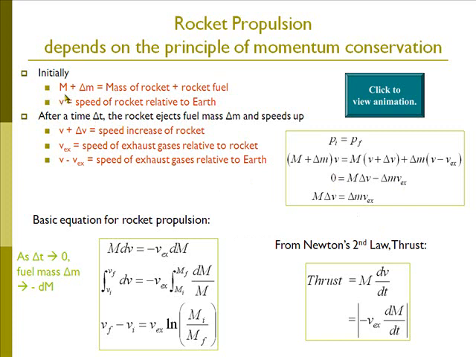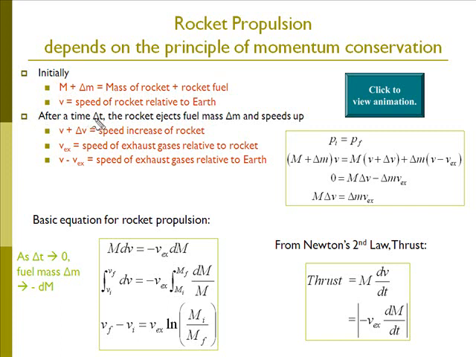First, we begin by setting the variables. Initially, we have capital M, which is the mass of the rocket, plus delta M, which is the mass of the rocket fuel. v is the speed of the rocket relative to Earth.